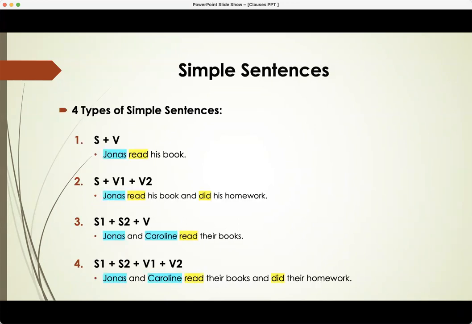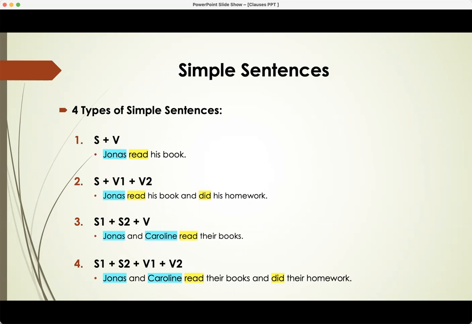Simple sentences. Let's look in detail at what simple sentences are and how they are composed. So we have four types of simple sentences in English. The simplest one is where you have one subject and one verb. For example, Jonas read his book. Jonas is the subject, the verb is read. Here you have one person, and this person did only one action. So we have a subject and verb combination, and this is the simplest of the simple sentences that we have.